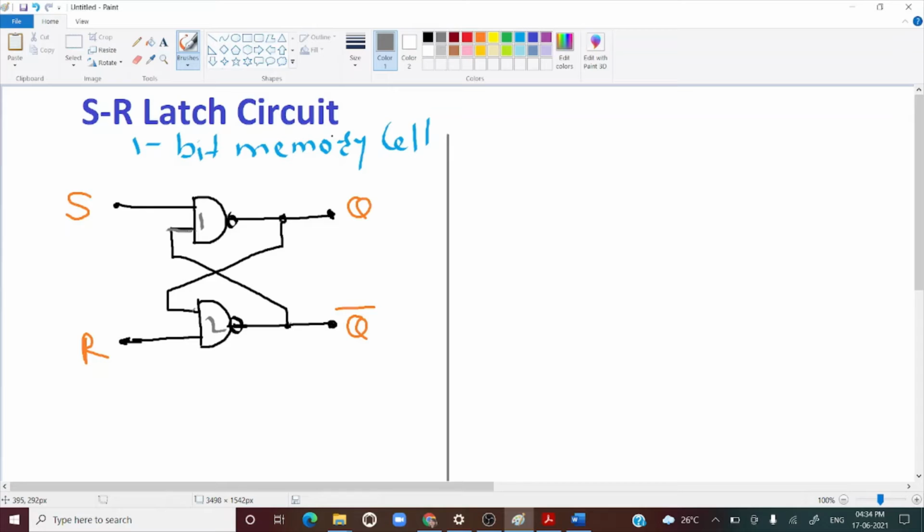Because here the output will depend on the previous state, there should be a feedback path from the output to the input, and the same is given over here: Q bar is connected as an input to the first NAND gate and Q is connected as an input to the second NAND gate. So this is the simple circuit of the SR latch. Now we are going to study how it works. To predict the output of this circuit, you should know the truth table of a NAND gate.